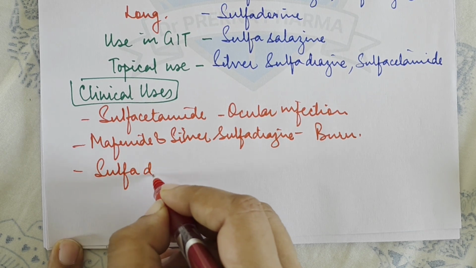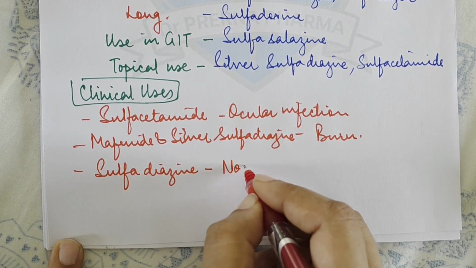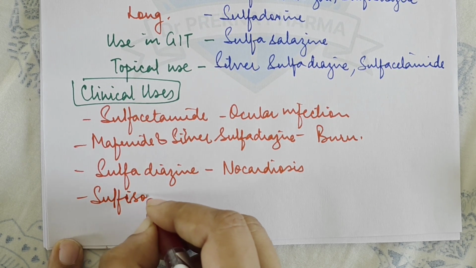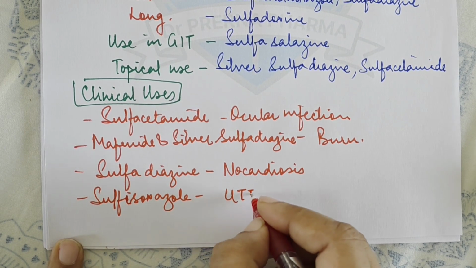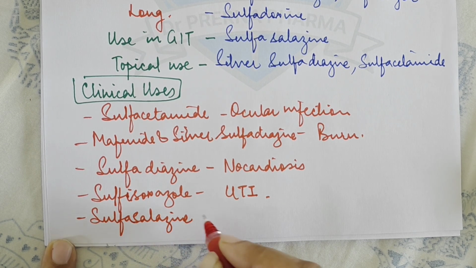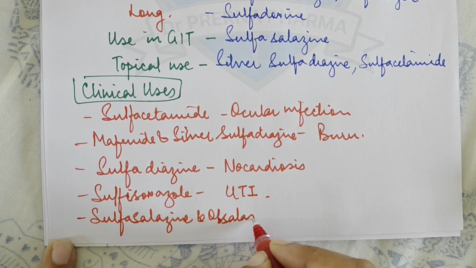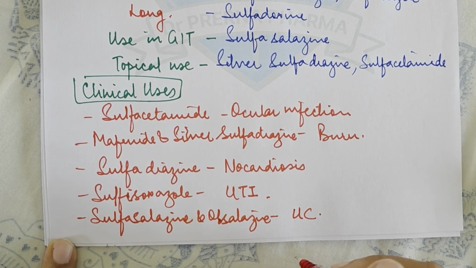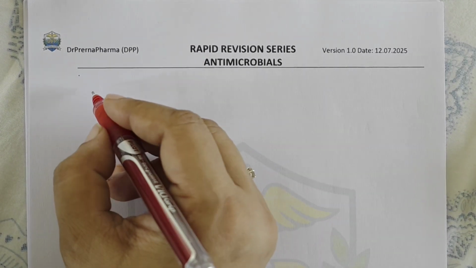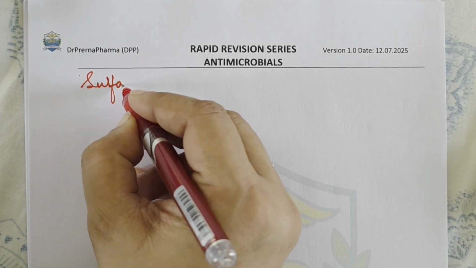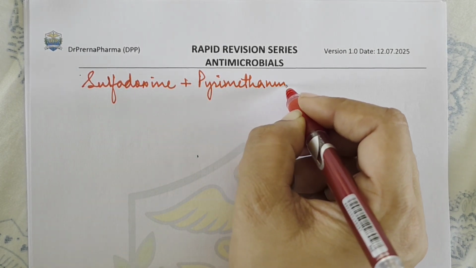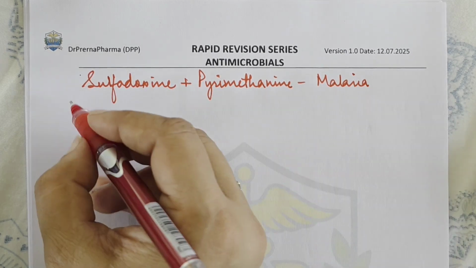Then sulfadiazine is used for nocardiosis, and sulfisoxazole is used for UTI. Then sulfasalazine and olsalazine are used for treatment of ulcerative colitis, right? Coming to more uses, sulfadoxine is combined with pyrimethamine, used for malaria.